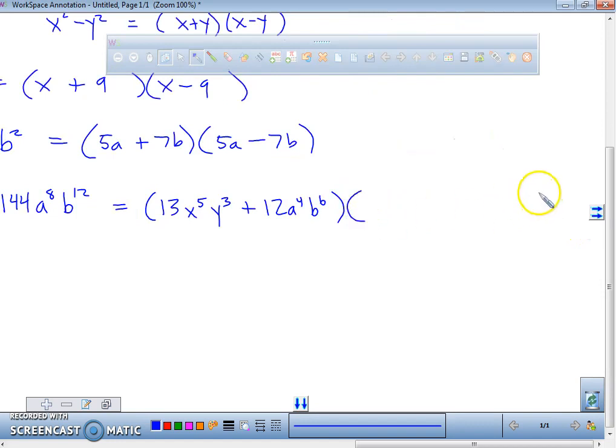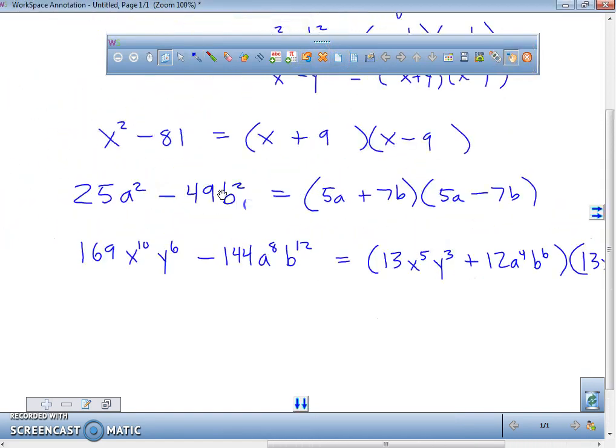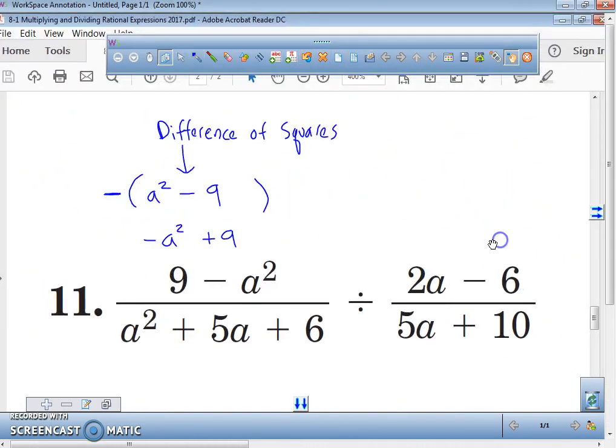Now, that's halfway done. Now I got to do the other version, right? That's going to be still 13, x to the 5th, y to the 3rd. But now I got to put a minus 12, a to the 4th, b to the 6th. All right? So that's complicated, but it's really not that bad. By the way, if you saw this on an SAT or ACT test, do you think it's part of the calculator or non-calculator portion? Non-calculator portion, correct? Now, we did all of this work so that we could take this information and go back and go, hey, I know how to factor this guy. This is easy.